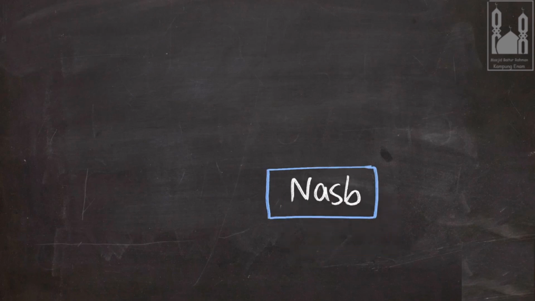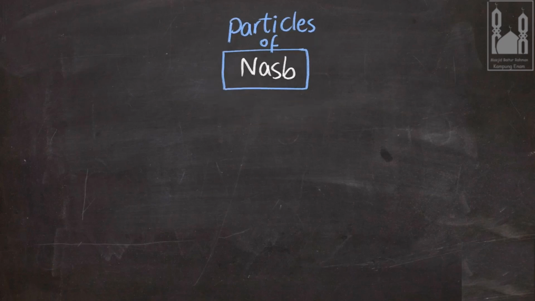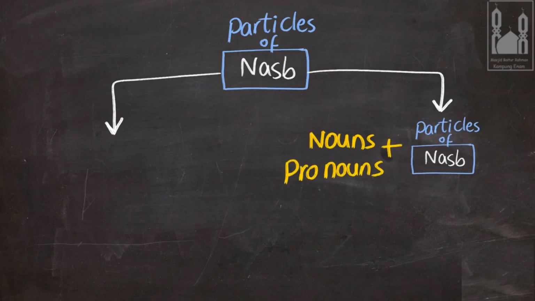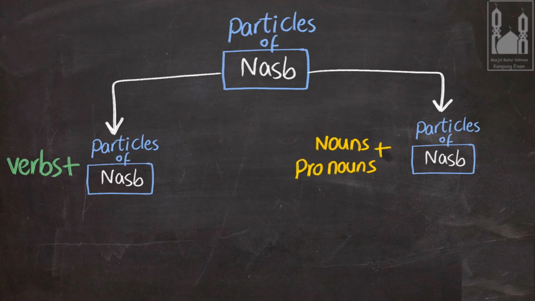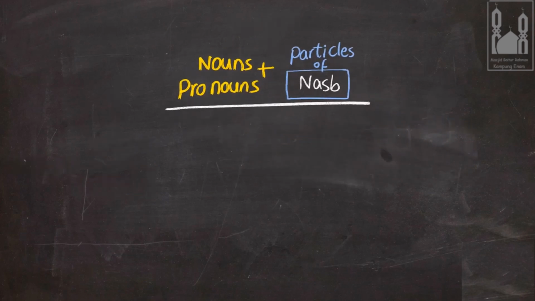So let's get started. Just like the particles of jar, particles of nasb also consist of two types. The first type of nasb particles can only be used before nouns or pronouns. And then there is another type of nasb particles, which is only used before verbs. But that will be the topic of our next lesson, inshallah. So today, we'll focus on the first type, which is nasb particles that occur before nouns or pronouns. There are 6 of them.